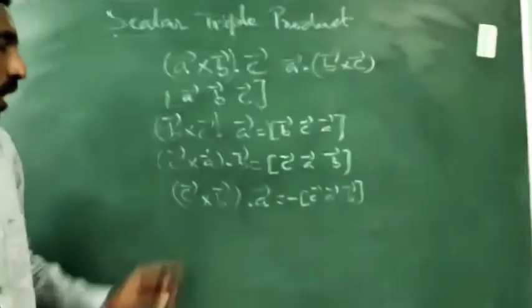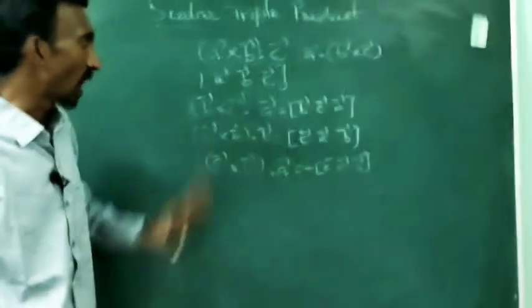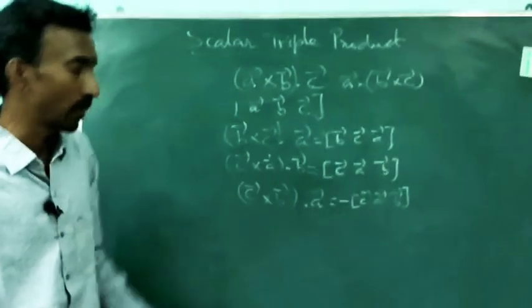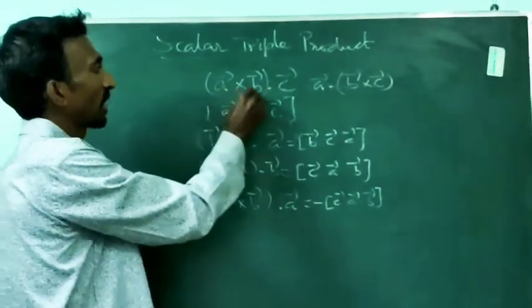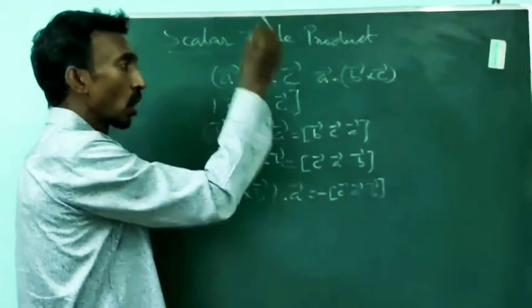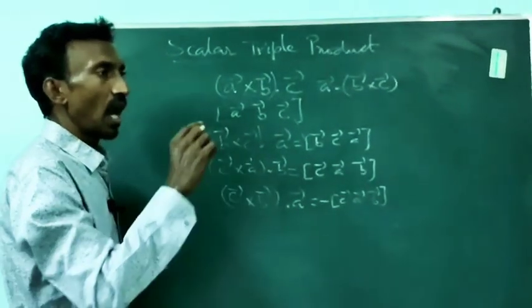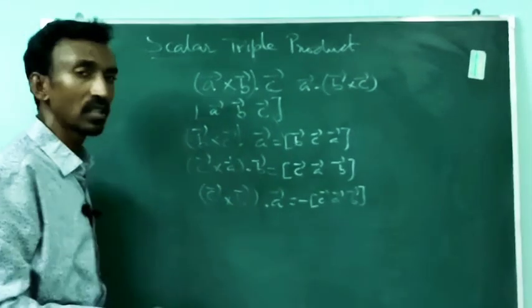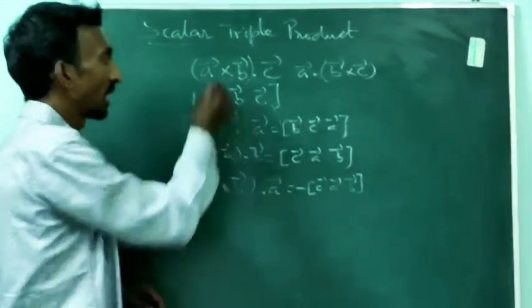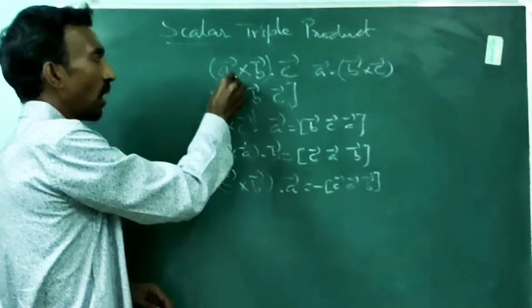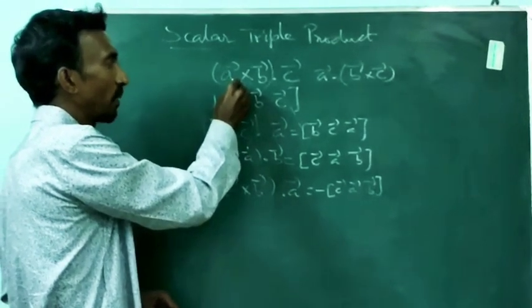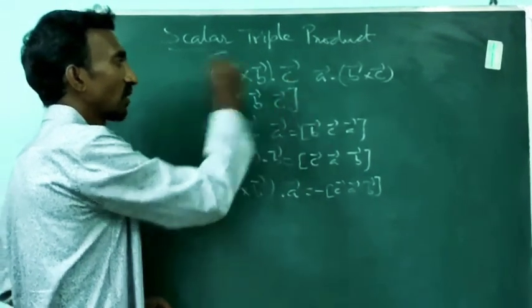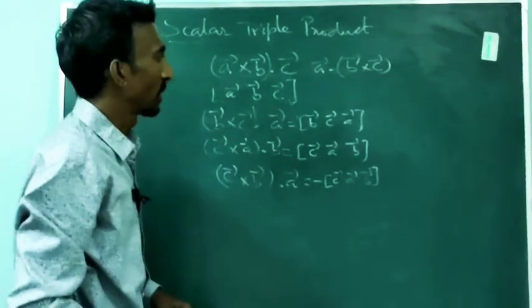Next, what is the application or the geometrical meaning of scalar triple product? If we have A vector, B vector, C vector as the coterminous edges and we form a three dimensional parallelogram, that is called a parallelopiped. It is nothing but the volume of the parallelopiped having A vector, B vector and C vector as the coterminous edges.